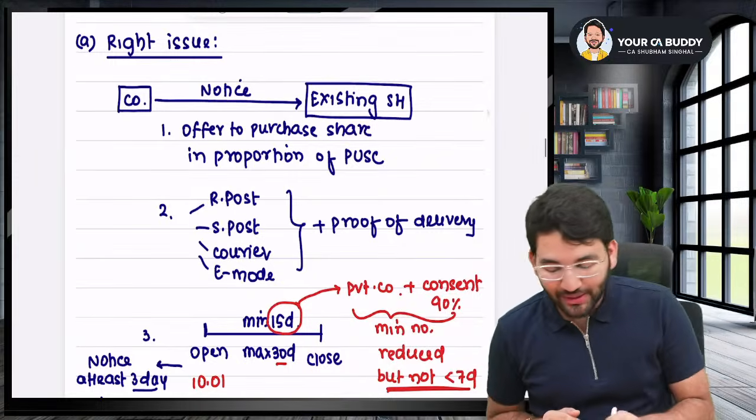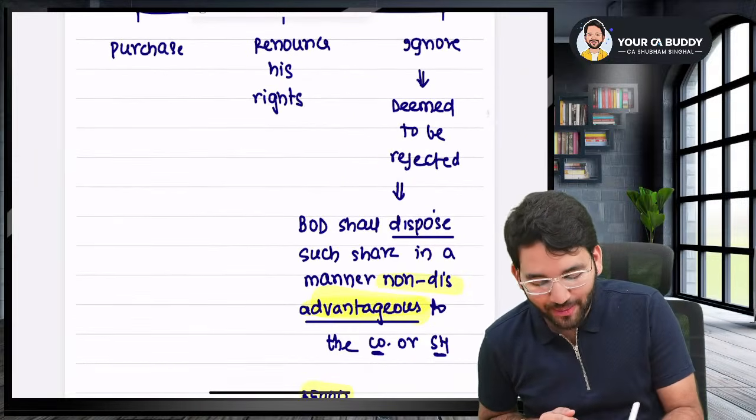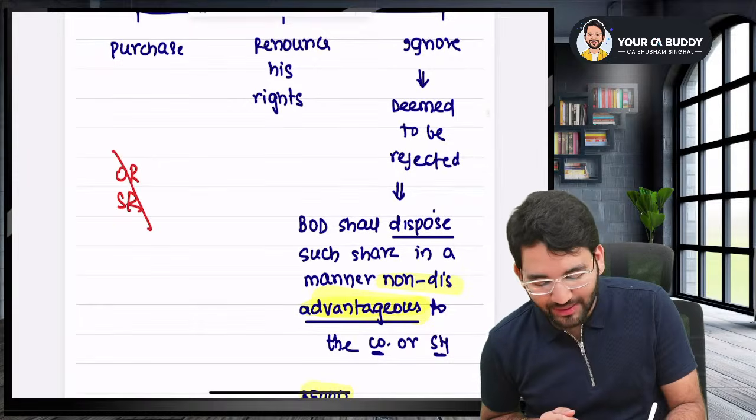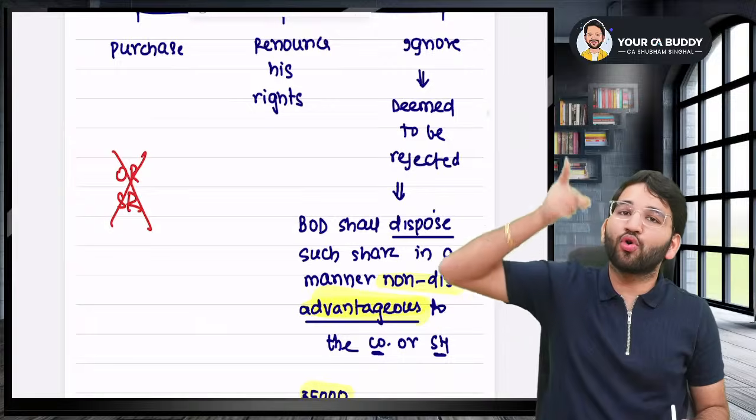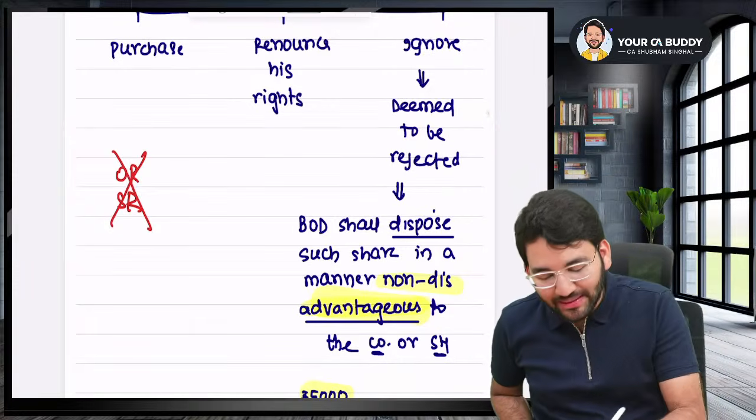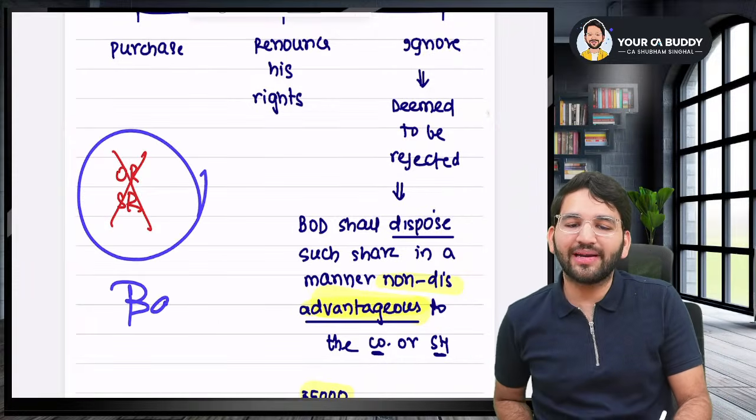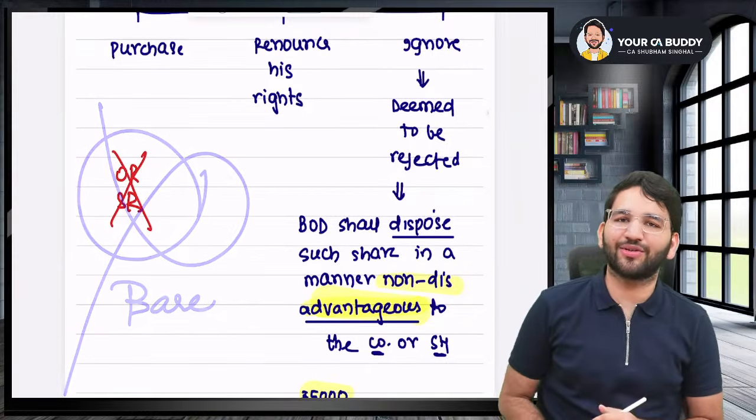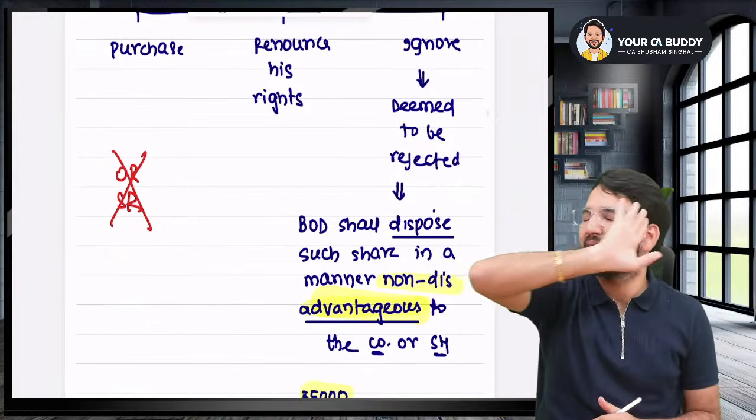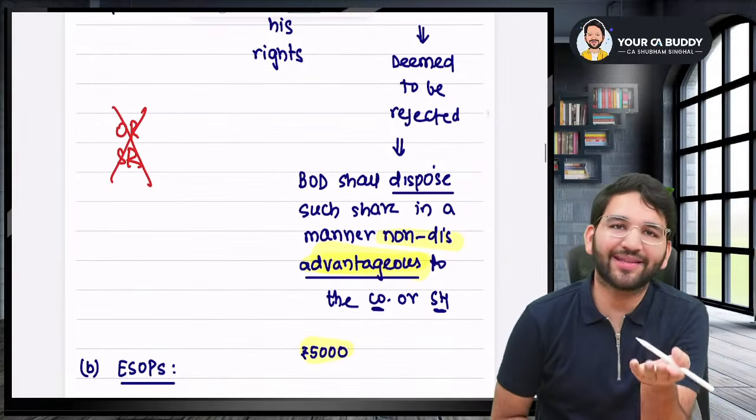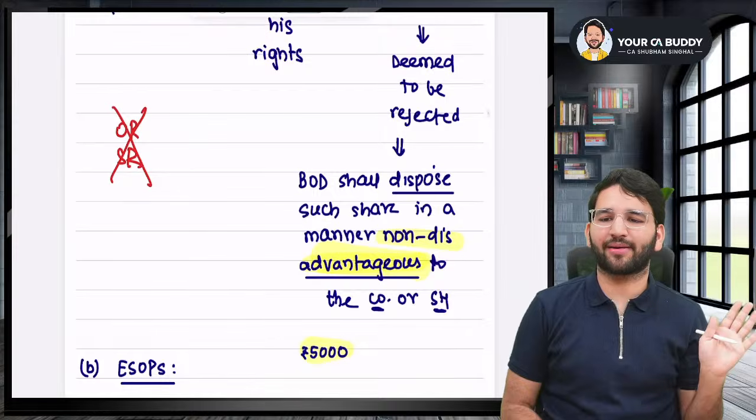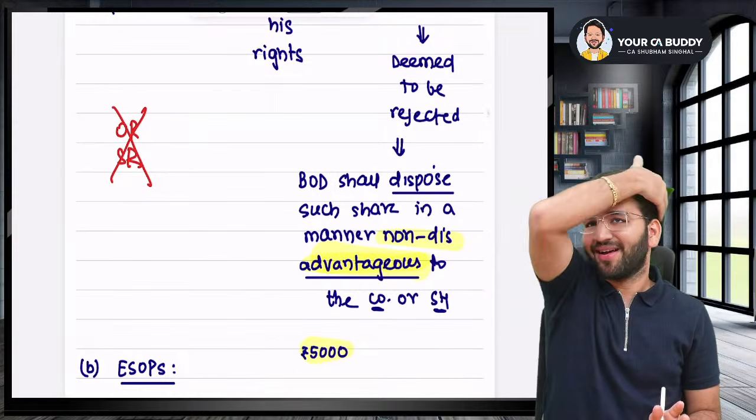Please understand, for a rights issue, no one is asking you to pass a special resolution or ordinary resolution. There is no requirement as such of passing an ordinary resolution or special resolution. If you go to the ICSI module, they have written that some resolution is required, but if you go and read the Act, there is no requirement of any resolution. In the module, they have just randomly written it, but there is no resolution required for a rights issue. Okay, guys. If you want to take the shares, you take them. If you don't want to take them, you don't. No one is forcing you.